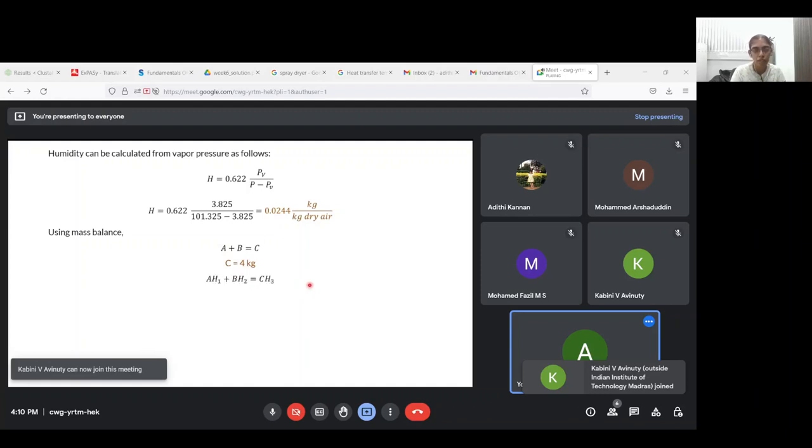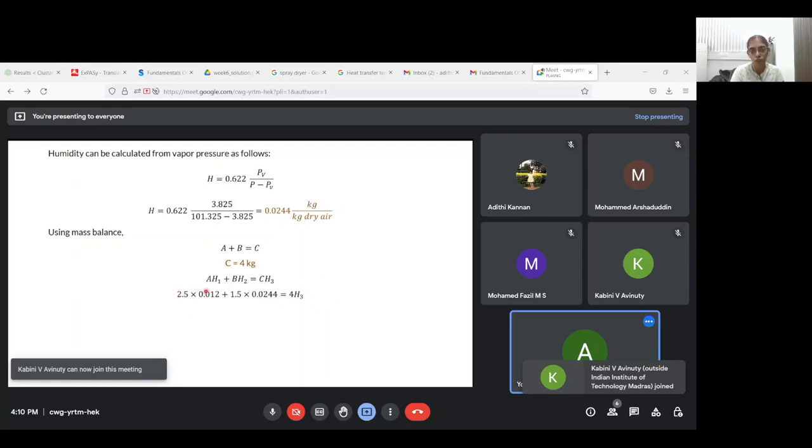And the second mass balance equation that you can do is, since the total amount of water vapor remains the same because it's just a mixing procedure, water vapor in stream A plus water vapor in stream B is equal to water vapor in stream C. So A into H1 plus B into H2 will be equal to C into H3. So you know all the values here. So A is 2.5 kgs.